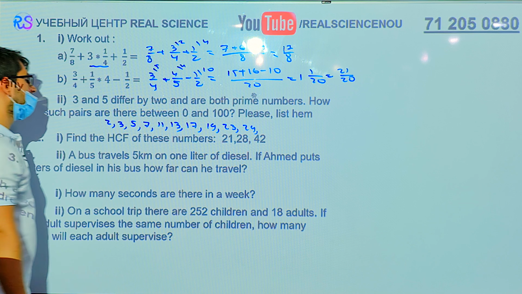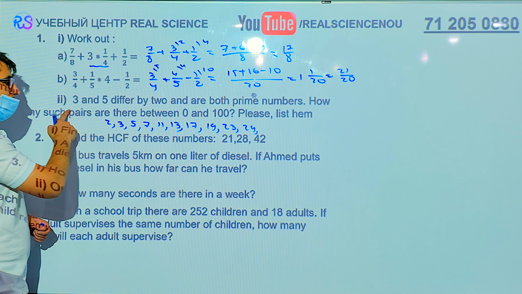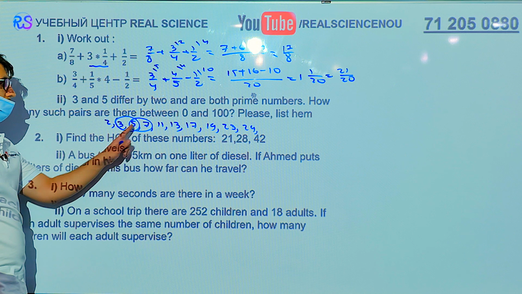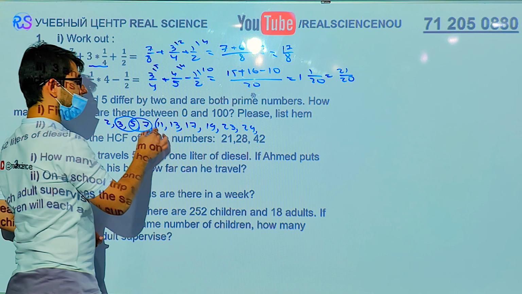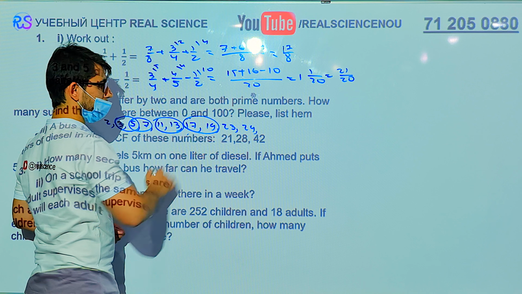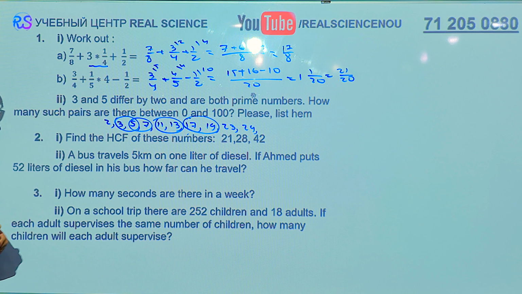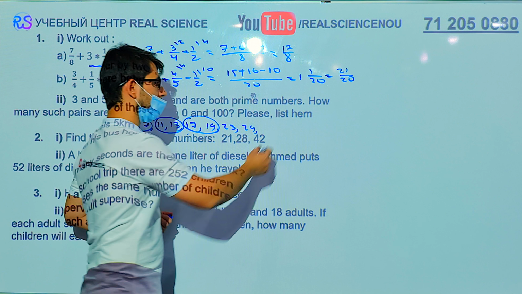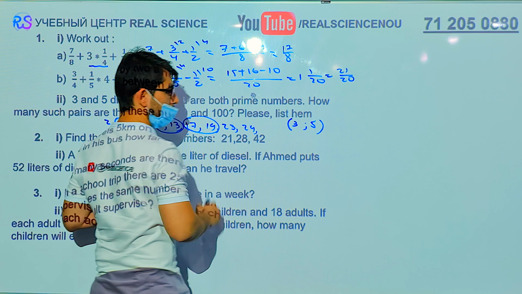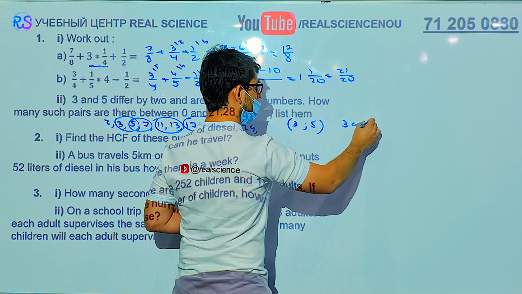Okay, till 30. 31, right? So here we have a difference of 2, 3 and 5. The next pair is 5 and 7, 11 and 13, right? And 17 and 19, etc. You have to list them, and you can encircle or write the pairs in brackets as 3 and 5, or with the words 3 and 5. It doesn't matter, right?